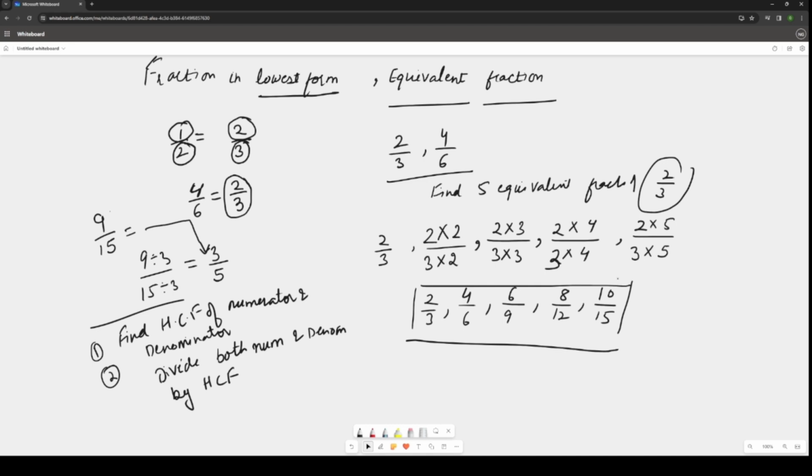Okay. Then एक और type के questions that get asked are, they will give you, okay, one more thing. Equivalent fractions, they are equal. Okay, so for example, if I say these two are equivalent fractions, so that means 2/3 is equal to 4/6. Correct?